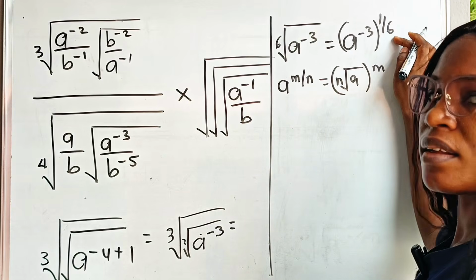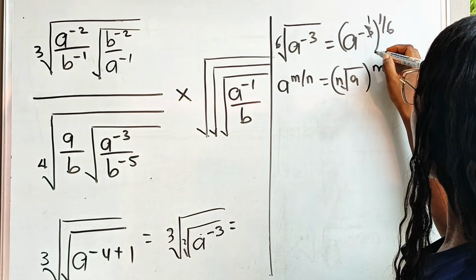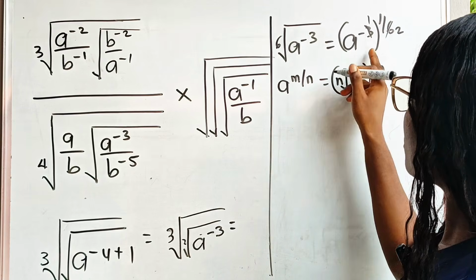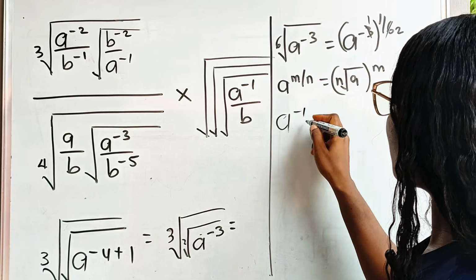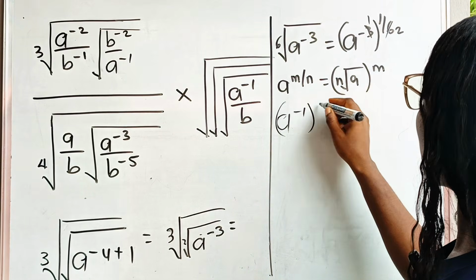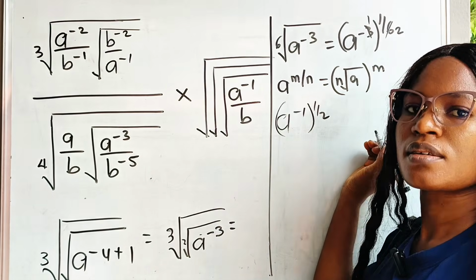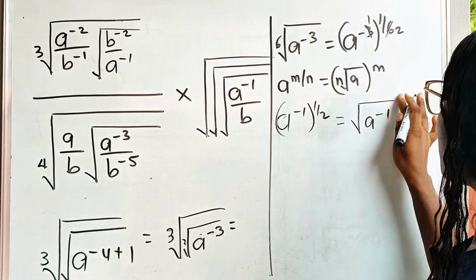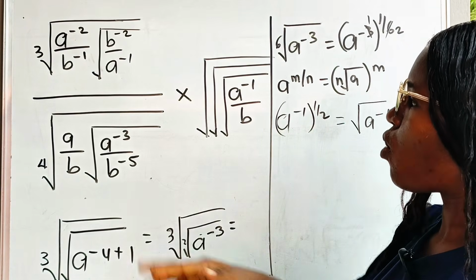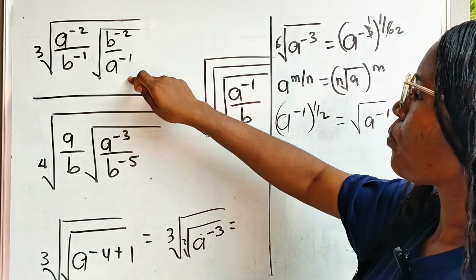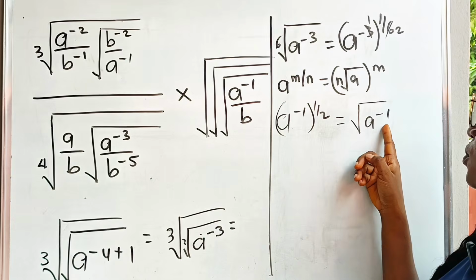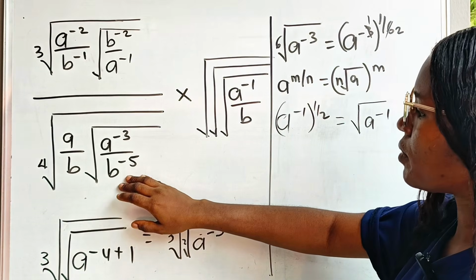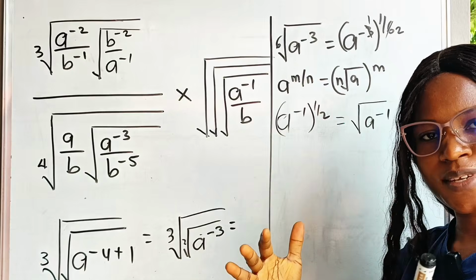Then if we multiply them, this removes this, we have 1. 3 into itself is 1, into this is 2. So what we now have is a to the power of negative 1 raised to the power of half, right? Which can be written as the square root of a to the power of negative 1. So it means that the whole of this numerator is equal to the square root of a to the power of negative 1. So I'm going to write it somewhere, and we continue with the denominator, and this then we simplify.